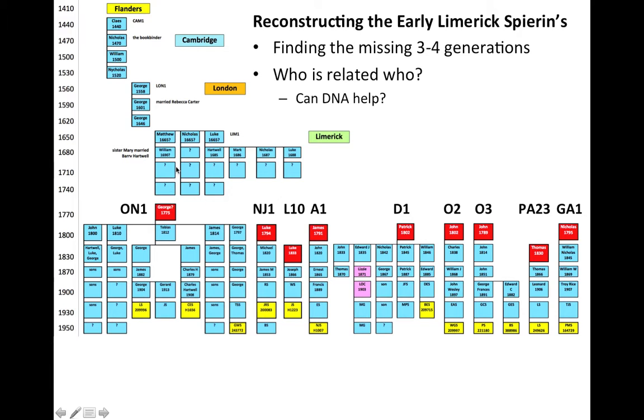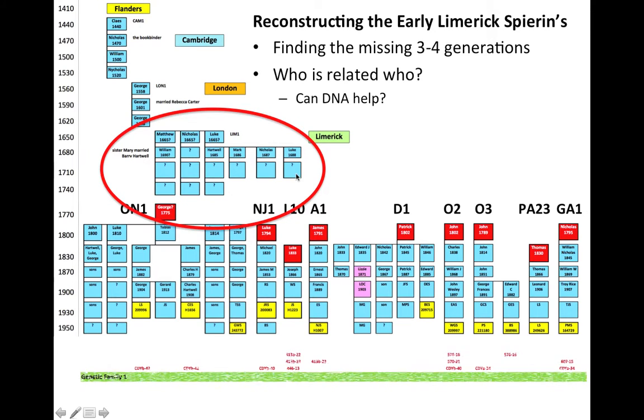Now, there are still 3 to 4 generations missing between these children and the brick walls currently in each of these families in genetic family 1. So, can we figure out who is related to who, and can DNA help fill in the blanks? That is the big question.